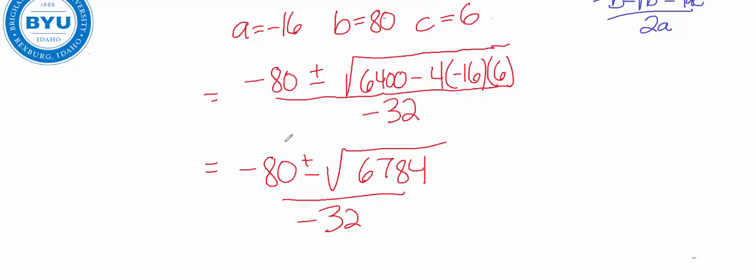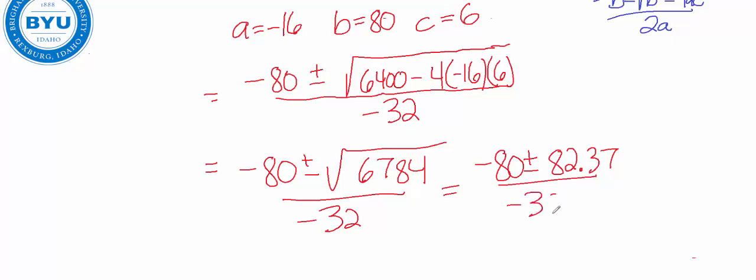The answer is negative 80 plus or minus square root of 6784 all over negative 32. No, you don't want to say that this is our answer. We're going to need to go to a decimal. So I'm going to go ahead and do the square root of 6784 and get the decimal value. That's negative 80 plus or minus 82.37 all over negative 32. And then what we'll do is we'll do the minus value and the plus value to get an answer.